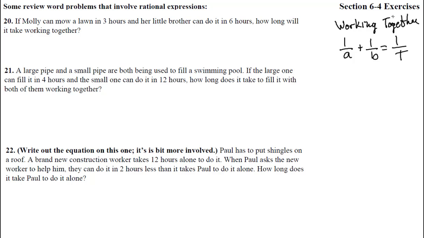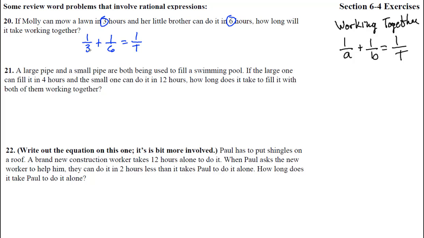So this is a working rate problem because these are actually the rates of how fast they are working. So, all right, let's do this one. Molly can do it in 3 hours. So that's Molly's. And her little brother can do it in 6 hours. So they gave us an A and a B. So this is 1 over 3 plus 1 over 6 is going to be 1 over T. Now, you could add these fractions together and then do a reciprocal and get T. But since we've been solving it by multiplying by the least common denominator to clear out those denominators, we're going to model that here.